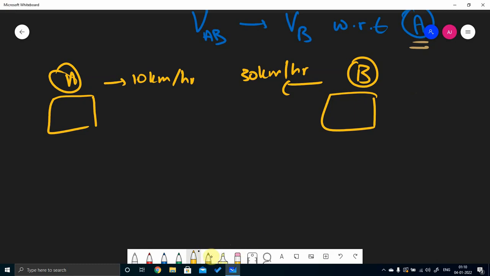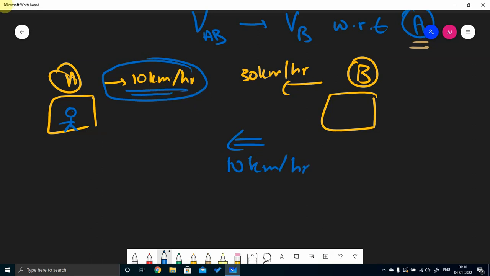So when we are taking A as the frame of reference, we go and sit in A, and the frame of reference has to be at zero velocity. Now if I want to make this zero velocity, it is going at 10 kilometers an hour. How do I stop it? I give it a velocity in its opposite direction. It is moving towards the right, so I give it velocity towards the left. How much? 10 kilometers an hour. Now since I'm moving this with 10 kilometers an hour, I'll have to move B with 10 kilometers an hour too in this direction, right?